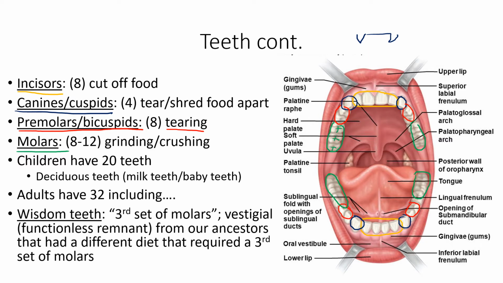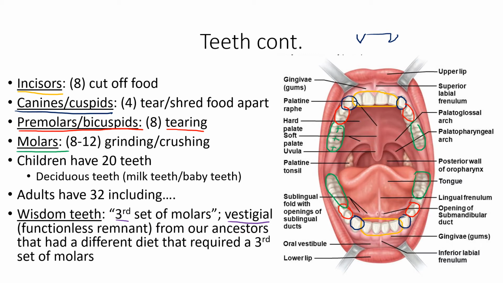Something interesting to make note of is that children have 20 teeth, as opposed to an adult having 32, and that is if they don't have a set of wisdom teeth, or a third set of molars, coming in. I've mentioned this term before, but wisdom teeth are vestigial. That means it is a functionless remnant. We have wisdom teeth from our ancestors, who had a different diet that required a third set of molars because their original molars would wear away, so they had another set come in.